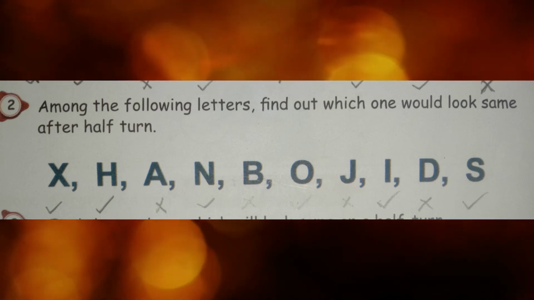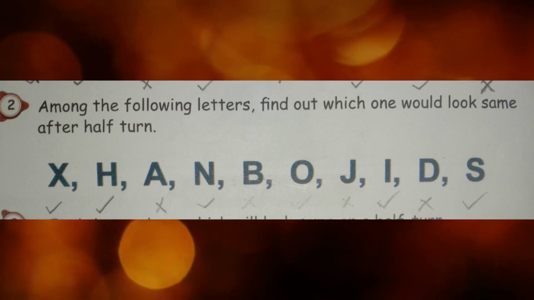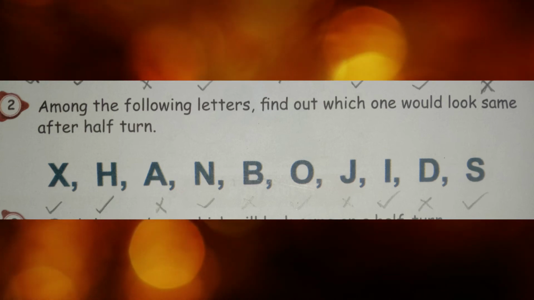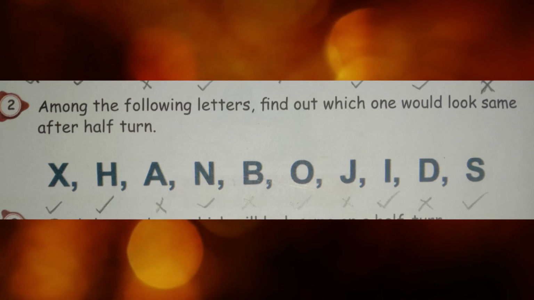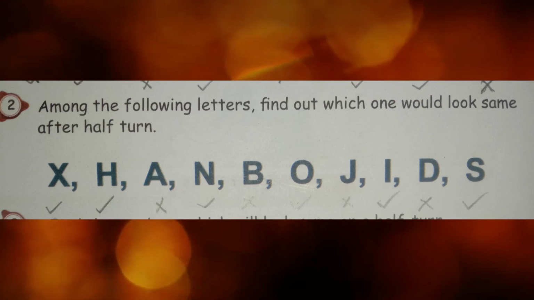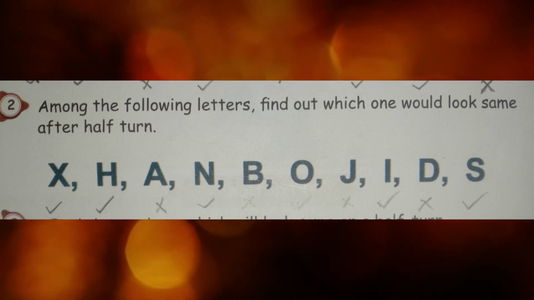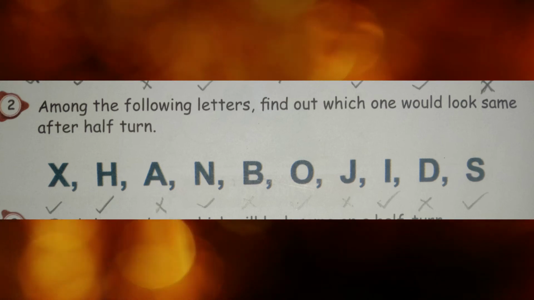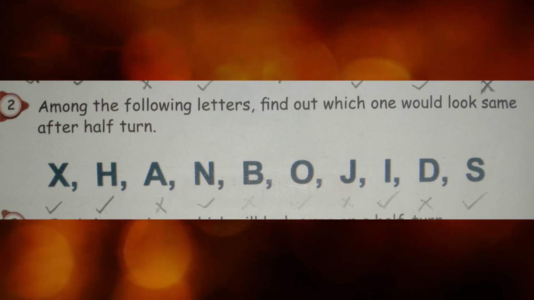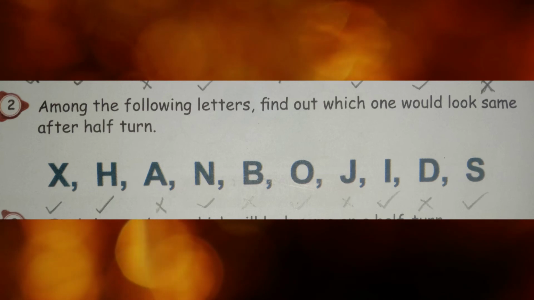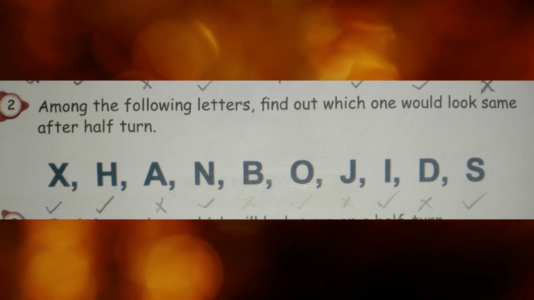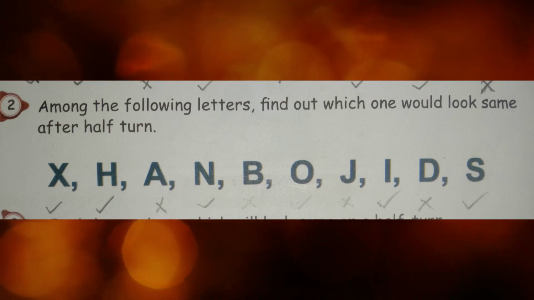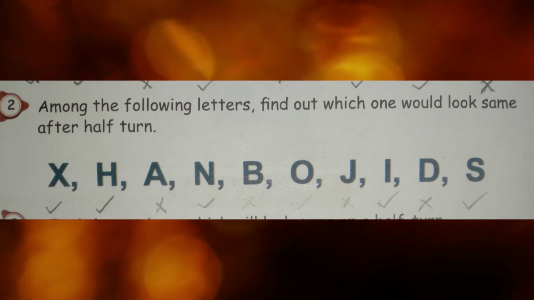The next letter is I. If we are moving this I to its half turn, we will be getting the same letter I. So it is right. Put a tick mark for this. The next letter is D. If we are moving this D to its half turn, we won't get the same letter D. So it is wrong.